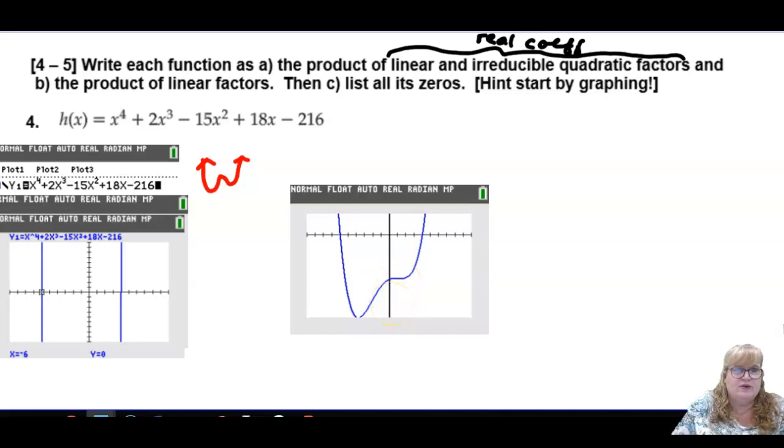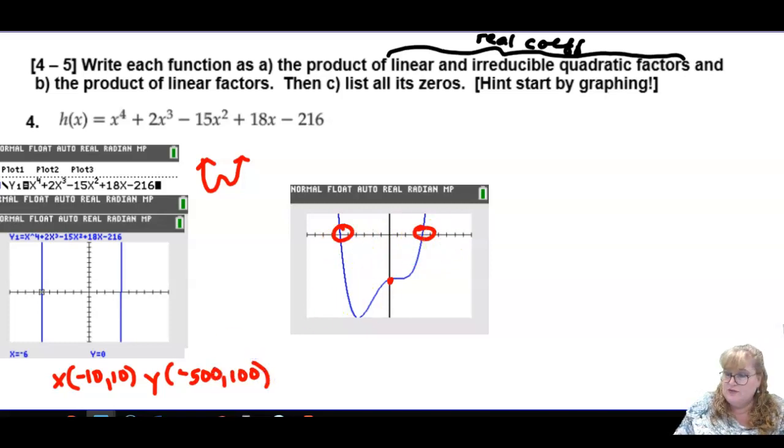So I'm betting this graph is more like an x scale of -10 to 10. I didn't write the window down here. And y of like -500 to 100 or something. Okay, because this spot right here should be -216, the y-intercept. Anyway, the whole point is clearly there are only two real zeros, and there are two imaginary zeros somewhere, and we need to find those.